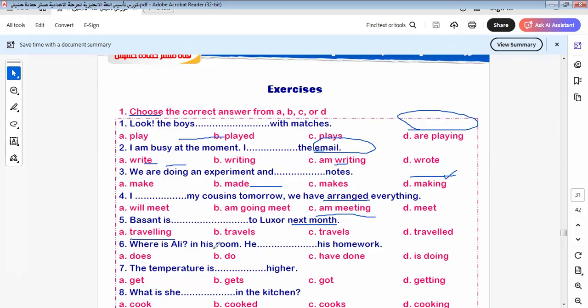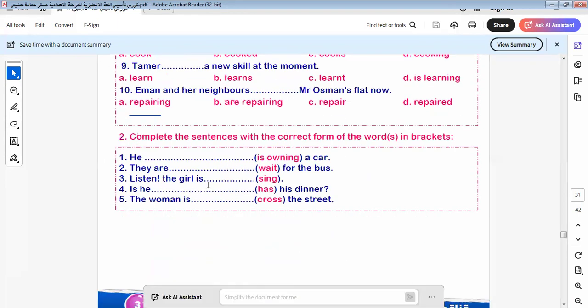Where is Ali? In his room. He is doing his homework. So what he is doing, his homework. The temperature is getting higher. Okay. I will leave the rest to do it by yourself. Now we know how to do the present continuous tense, and the formula and the keywords of this tense. Let's go to another one here.